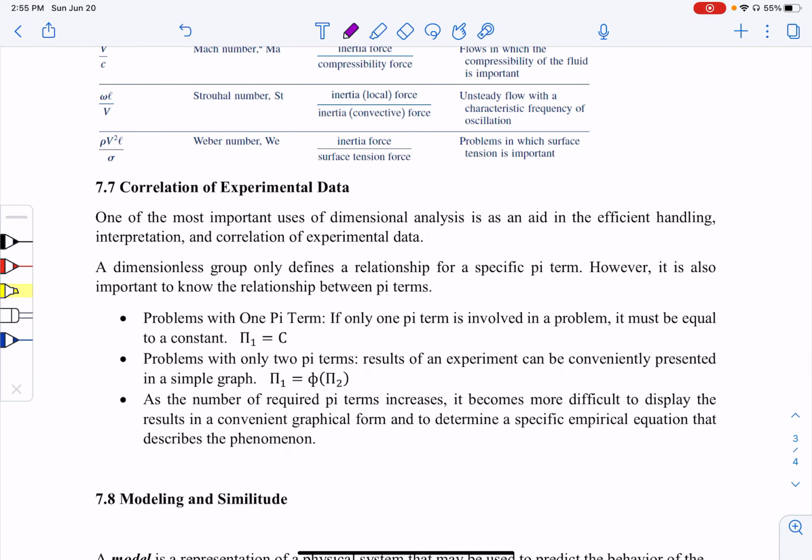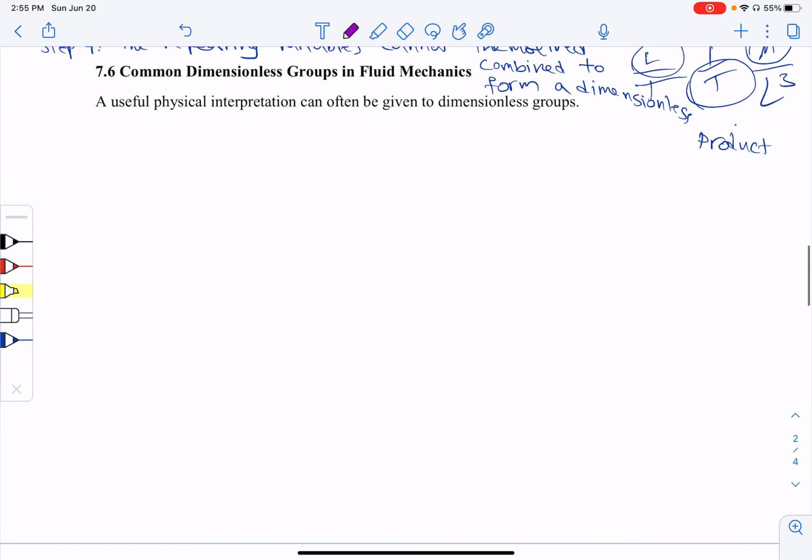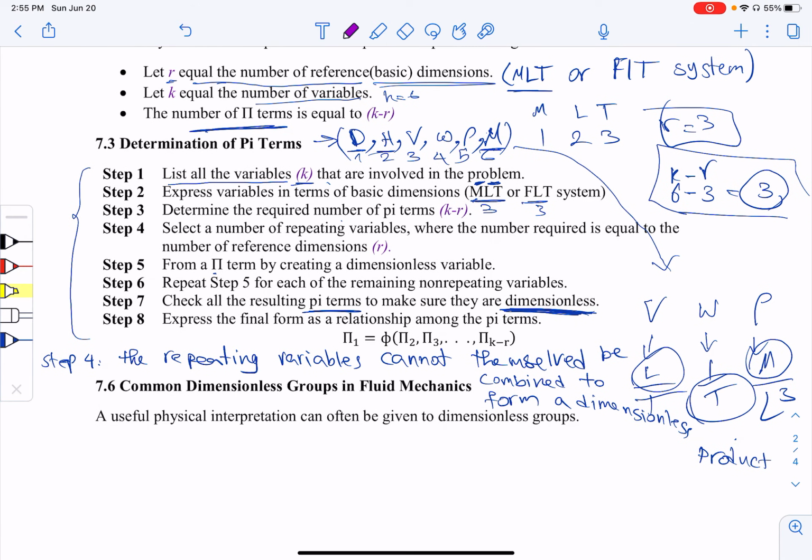And now let's talk about the correlation of experimental data. When we create pi terms, we need to use them to interpret our data, so we need to find a relationship between the pi terms. One thing I think I forgot to tell you is about the expression of the pi terms.